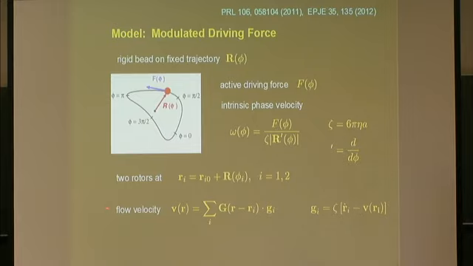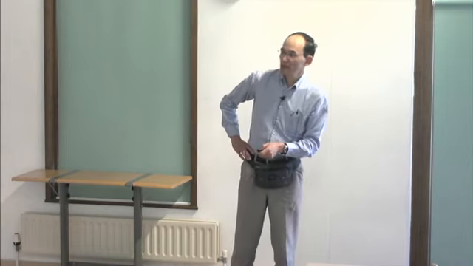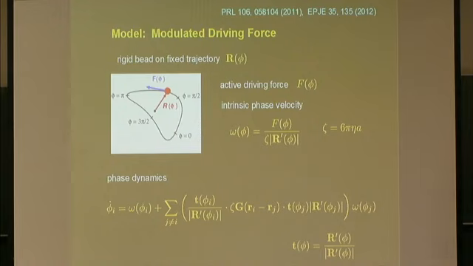The flow velocity is written in this form. G is the reaction force of the drag force, and capital G is the Green's function as before. And the force balance is between the driving force and the tangential part of the drag force. It is the tangential vector. And we can derive the equation of motion for the phase phi. So it's the sum of the intrinsic terms and the interaction terms.